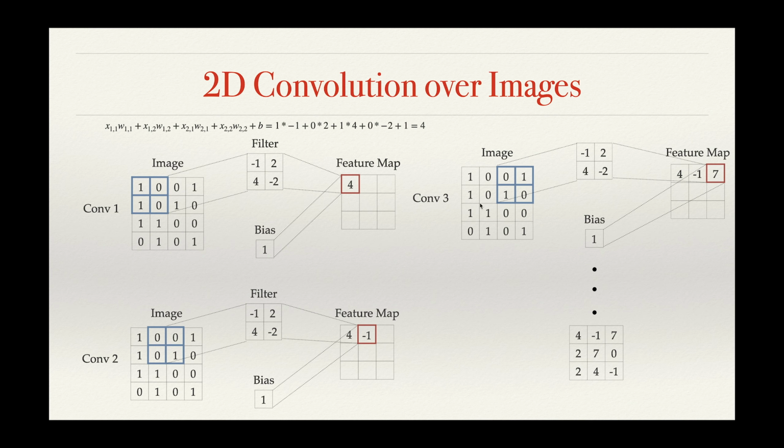Now in the next part, we move the origin from here to here. Then we would multiply 1 with -1, 0 with 2, 1 with 4, and 1 with -2, and sum them. So if we repeat that for the whole image, we will get this feature map. Now if I look at this feature map, I can see that at 7 and 7 we have the highest, let's say, matching between the filter and the input image.